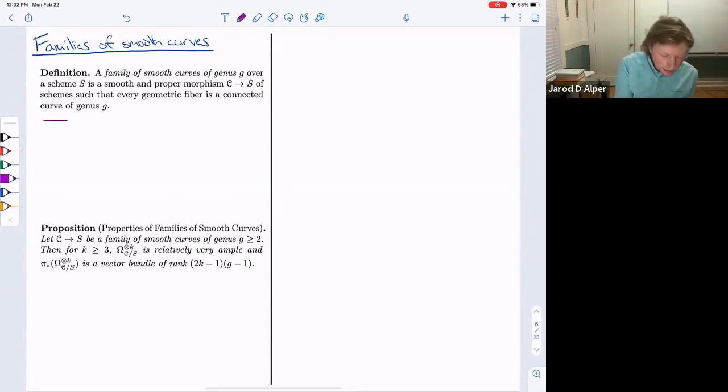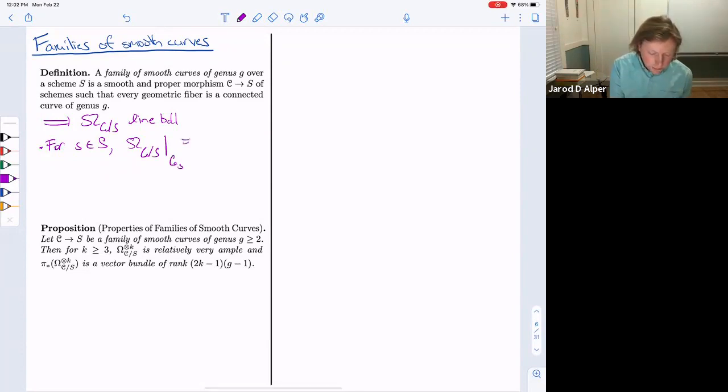And there's always this line bundle. The relative sheaf of differentials is always a line bundle, and it behaves well under any base change, but in particular if I restrict to a point. So if I take this relative sheaf of differentials and restrict to the fiber over a point S, then this is identified with the sheaf of differentials of this curve over the residue field.